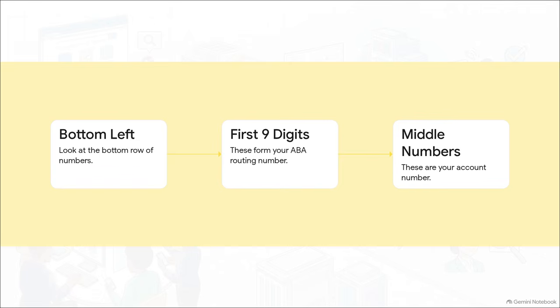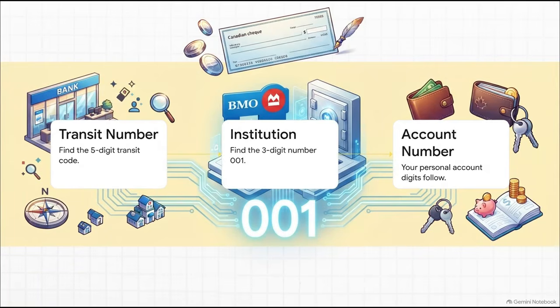The very first 9 digits you see in that row, that's your routing number. The numbers following it in the middle are your specific account number, and that short number way over at the far right is just the sequence number of that specific check. Canadian checks look slightly different, but the core principle is exactly the same.